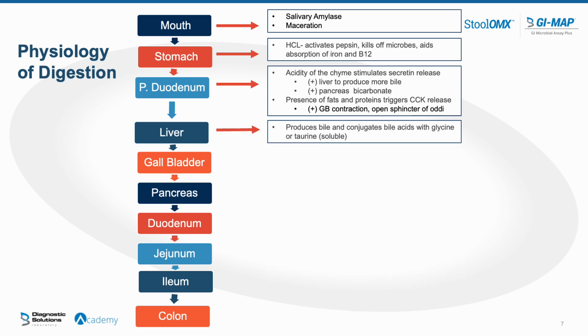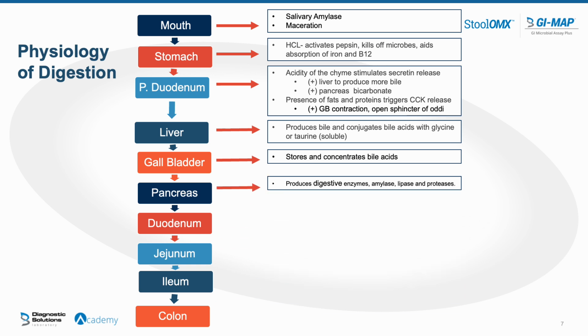The liver's job is to produce primary bile acids and to conjugate them with glycine or taurine to make these primary bile acids more soluble. The gallbladder stores and concentrates conjugated primary bile acids. The pancreas produces and releases digestive enzymes amylase, lipase, and proteases. Adequacy of digestive enzyme output can also be assessed by looking at pancreatic elastase or elastase 1 on our GI map, just for your reference.